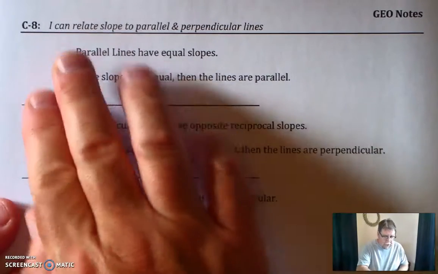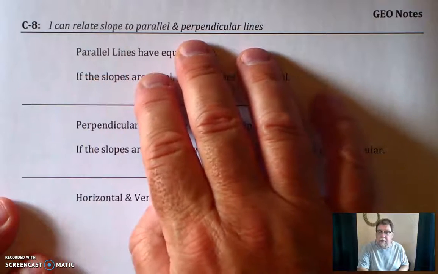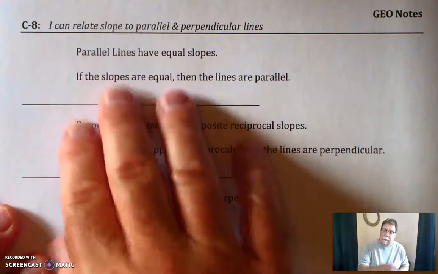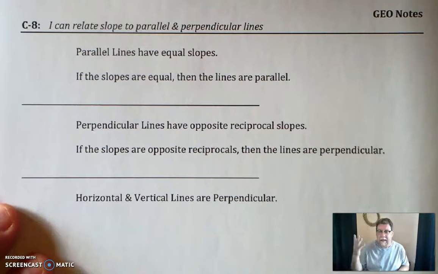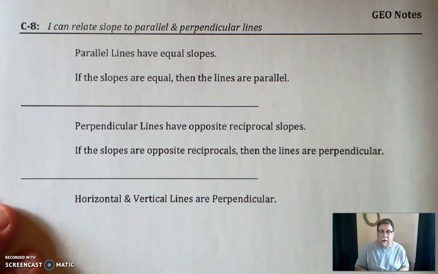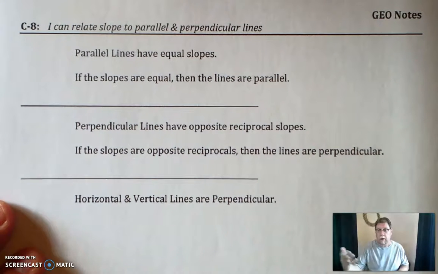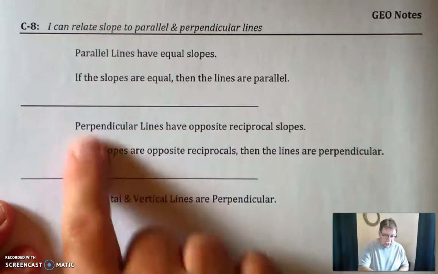So first of all, I can relate slope to parallel and perpendicular lines. This is our learning target. Parallel lines have the exact same slope. They're the same rise, the same run. So if two lines are parallel, we know that the slopes will be identical. And in the slope-intercept form, that would be the value of m. In point-slope form, also the value of m.